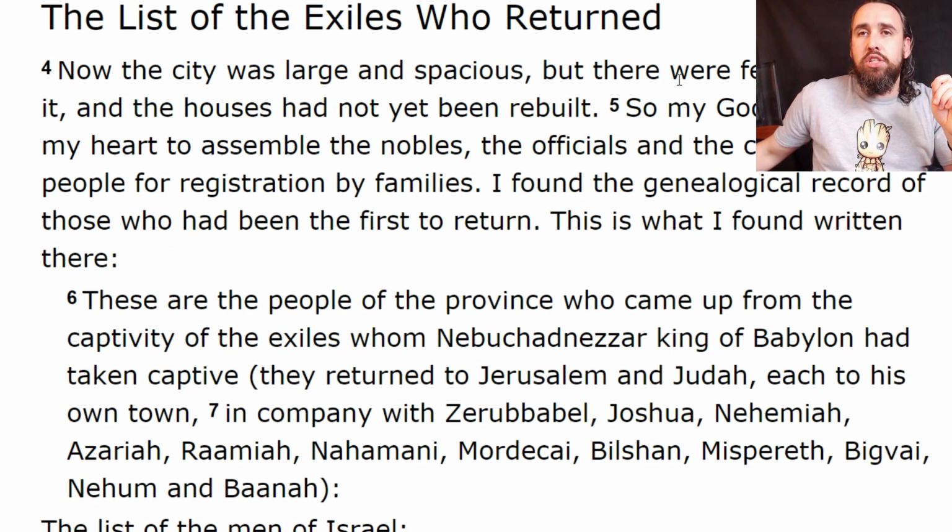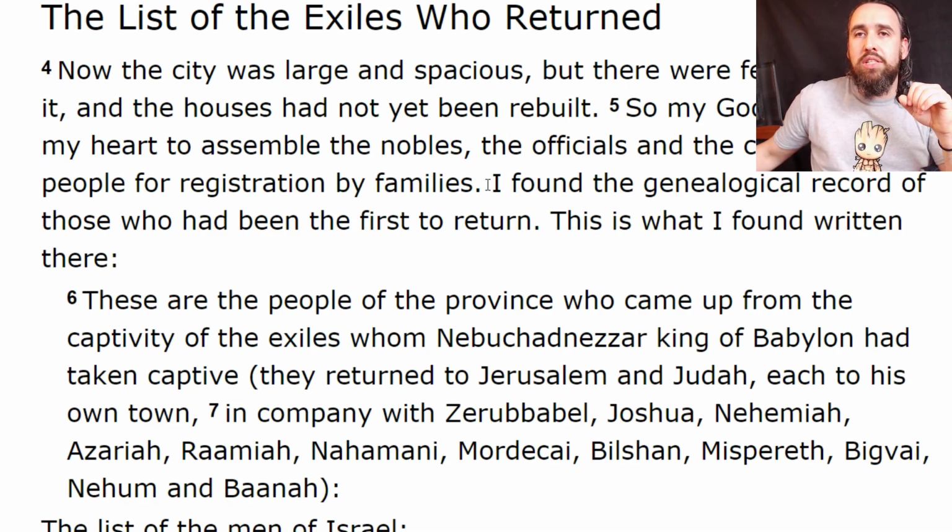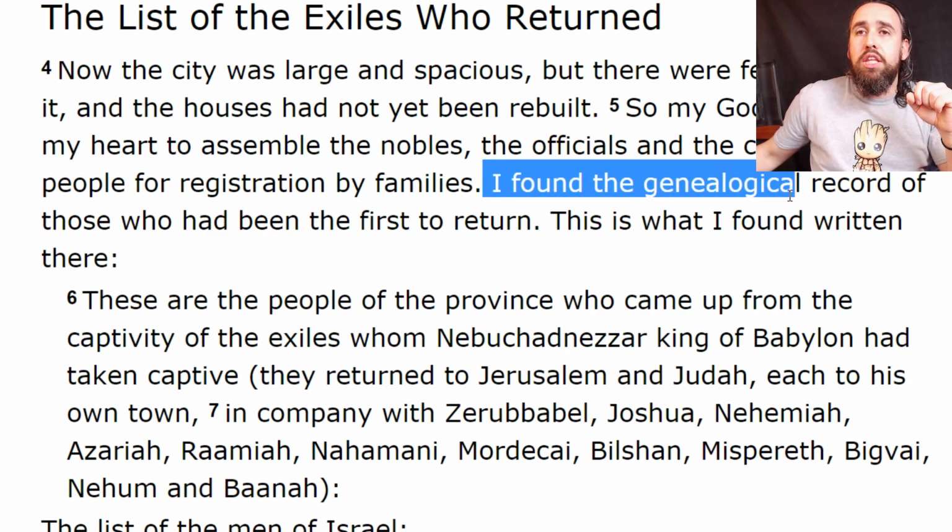The city was large and spacious. So this is clearly later. But there were few people in the houses, which had not yet been built. So my God put in my heart to assemble the nobles, officials, and the common people for registration by their families. So he's trying to get something sorted. Now, here's what he says. I found the genealogical record, right?